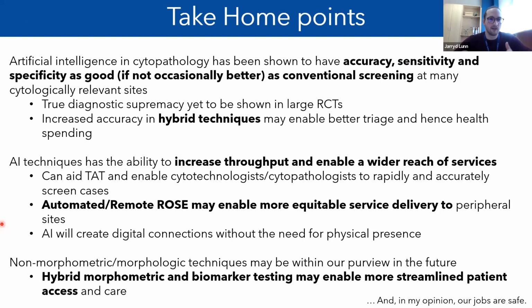So just a few take-home points. Artificial intelligence has, in cytopathology, been shown to have accuracy, sensitivity, and specificities that are as good, if not occasionally better, than conventional screening. We still need to see that diagnostic supremacy in very large randomized controlled trials and in FDA-approved systems. But this increased capacity, this increased utilization of hybrid techniques may enable us to better triage in cytopathology and hence sometimes direct health spending.